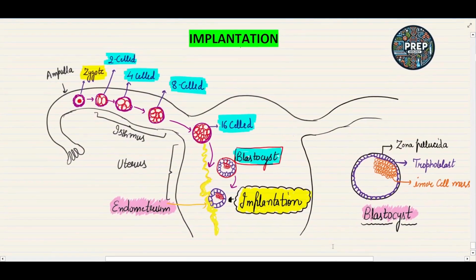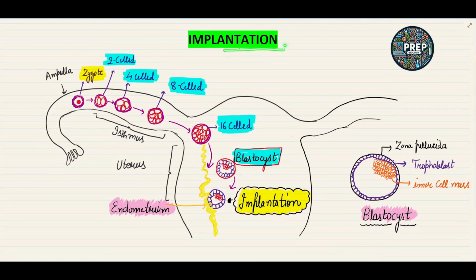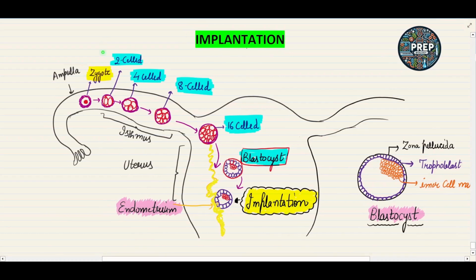Now, the process of implantation starts with the zygote. We know that in the ampulla region of the fallopian tube, this is the fallopian tube, this is the uterus, and after the uterus we have the vagina. Now understand it carefully. The zygote is formed by the fusion of sperm and ovum in the ampulla region of the fallopian tube. Now the zygote will move towards the isthmus part. This part of the fallopian tube is called the isthmus.